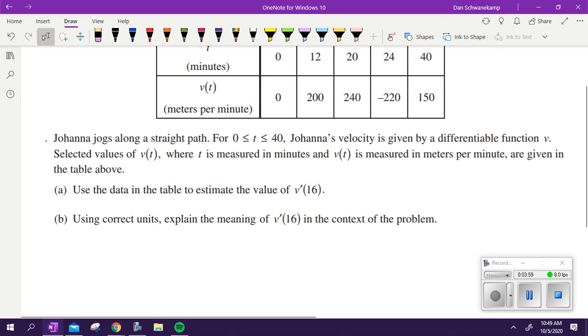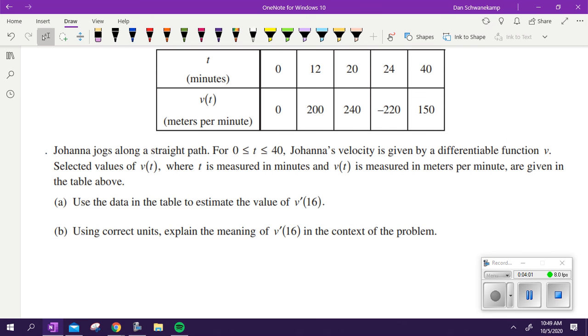So it says she's jogging on a straight path. We are estimating the value of v prime at 16. So they gave me v. I'm trying to estimate v prime. What am I going to look for on this v? The slope. Which numbers am I looking for if I'm finding v prime at 16? 12 and 20. So it's these two things right here.